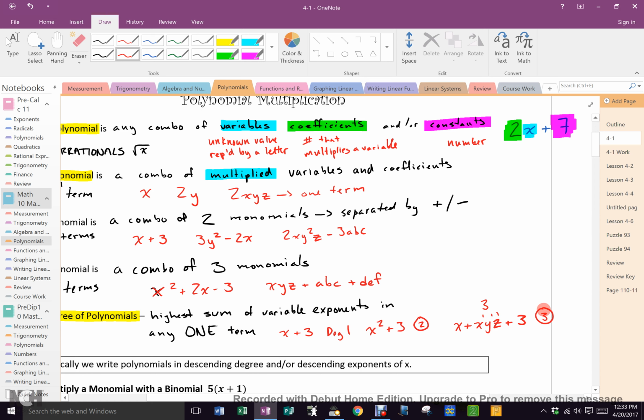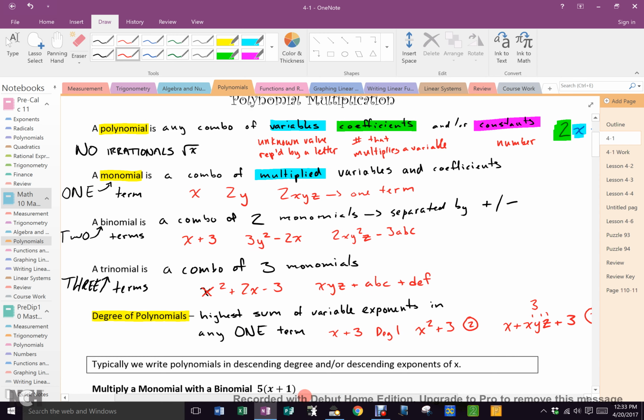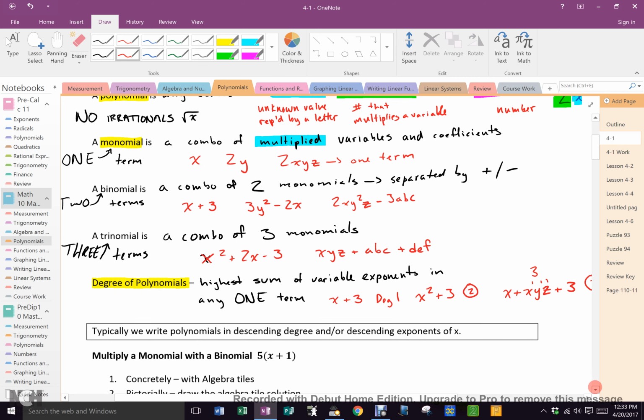Okay? The only reason we care about it is when the polynomials get very complicated, we like to write the biggest degree first and then down. That's the only reason. I don't really care if you do it or not. Everybody cool? All right. So now we are moving on.